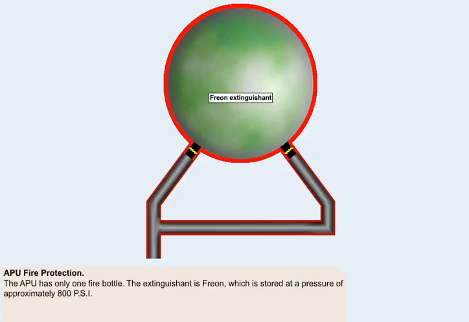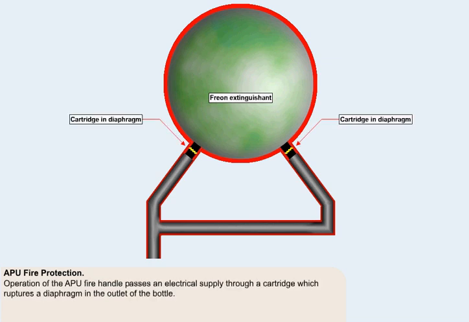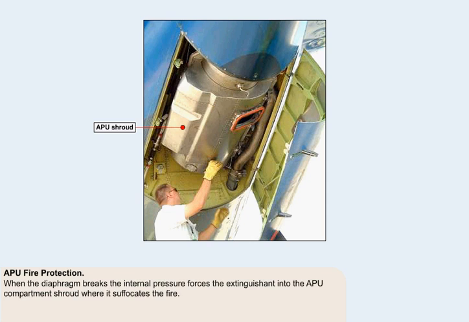The auxiliary power unit has only one fire bottle, which uses Freon, stored at a pressure of approximately 800 psi as the extinguishant. Operation of the auxiliary power unit fire handle passes an electrical supply through a cartridge, which ruptures a diaphragm in the outlet of the bottle. When the diaphragm breaks, the internal pressure forces the extinguishant into the auxiliary power unit shroud, where it suffocates the fire.